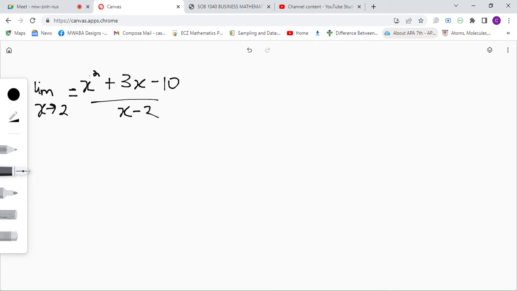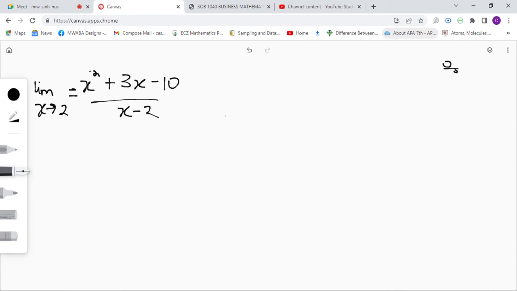All right, we've been told to evaluate the limit as x approaches 2 of (x squared plus 3x minus 10) divided by (x minus 2). If we substitute 2 into this expression, 2 minus 2 is 0. In the numerator, 2 squared is 4, 4 plus 3 times 2 is 6, 6 plus 4 is 10, 10 minus 10 is 0. So we get a limit of 0 over 0, which is undefined.